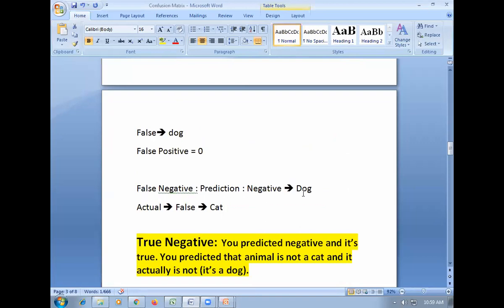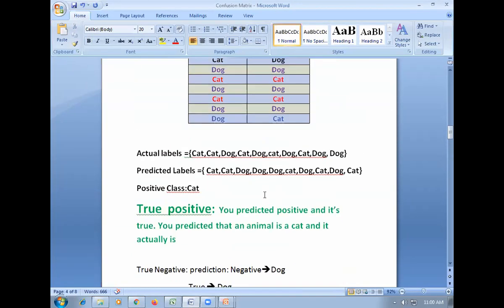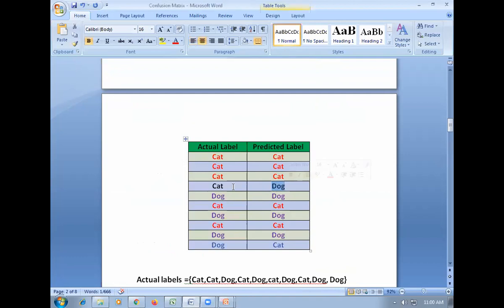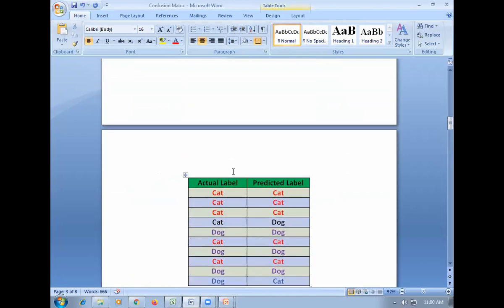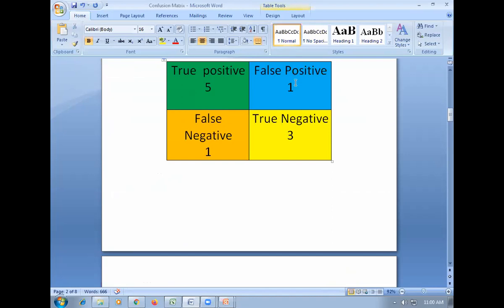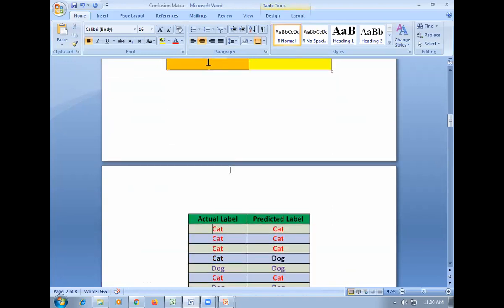the prediction is negative, and prediction negative means which class? Dog is there, but the actual class is cat. So it is 1. By doing the modification, our confusion matrix will be 5, 3, 1, 1: true positive 5, true negative 3, false positive 1, and false negative 1.